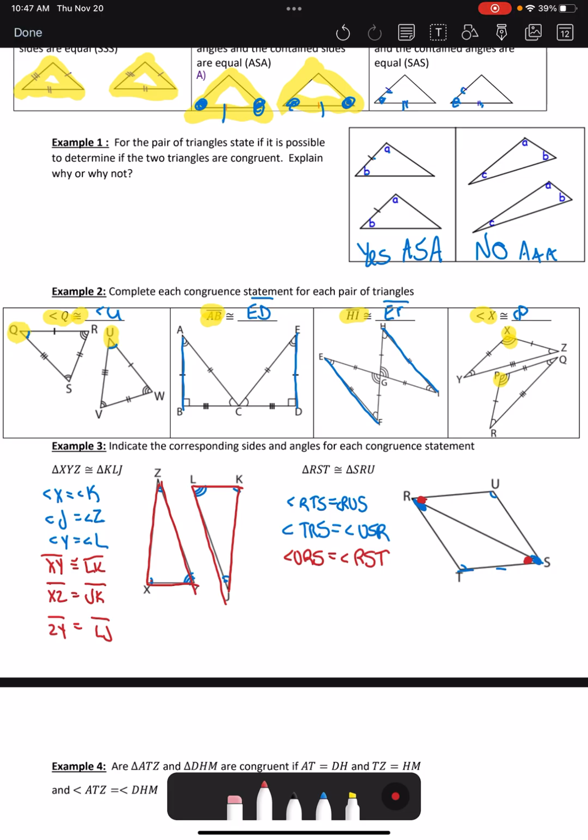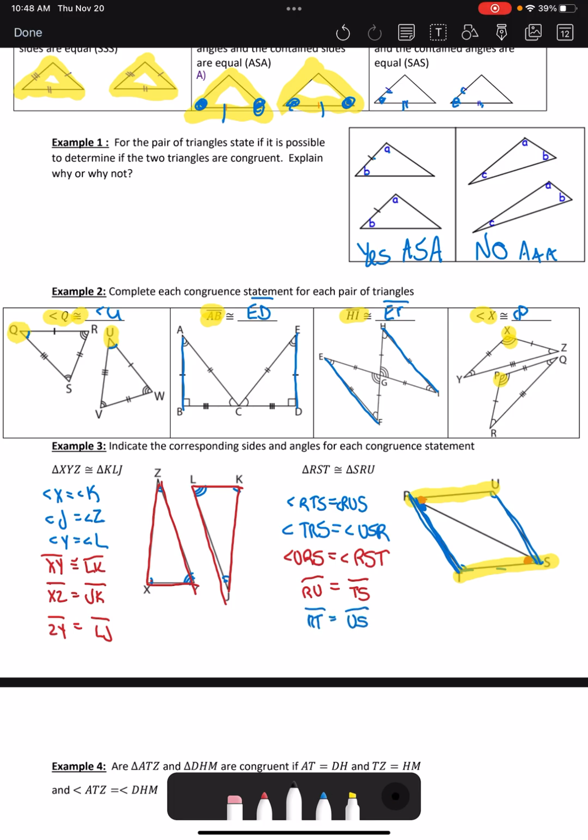Okay, now let's do our side lengths. So I have RU is going to be congruent with TS. So those are going to be equal. Sorry, I don't know why I put an angle sign. Side length RU is equal to side length TS. Side length RT is equal to US. So side length RT equals side length US.